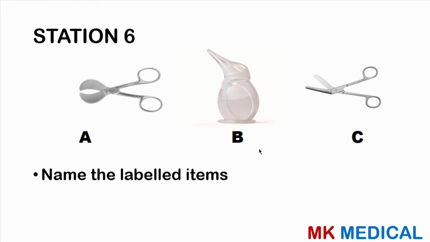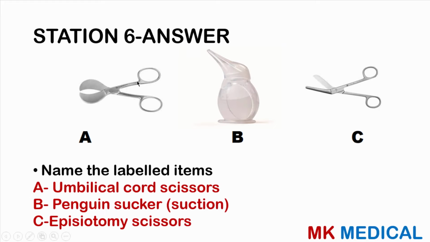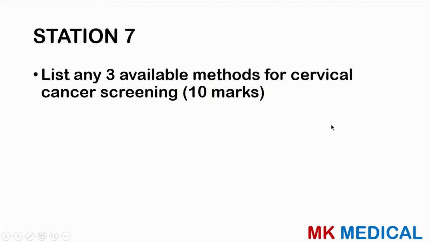And here comes the answer. So instrument A is of course an umbilical cord scissors used to cut the umbilical cord. The part B here is a penguin sucker. It's even shaped like a penguin. I mean, the answer is right there on your screen. So it's a penguin sucker, also called penguin suction. Then C is an episiotomy scissors.